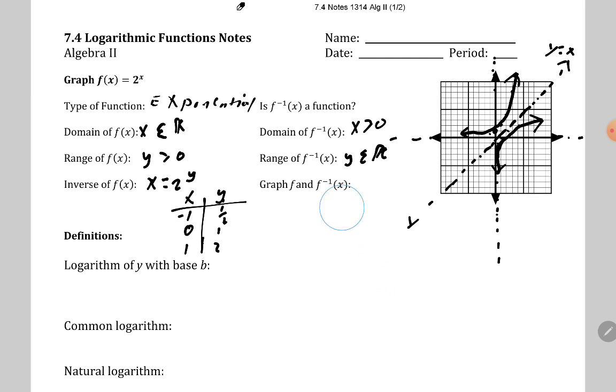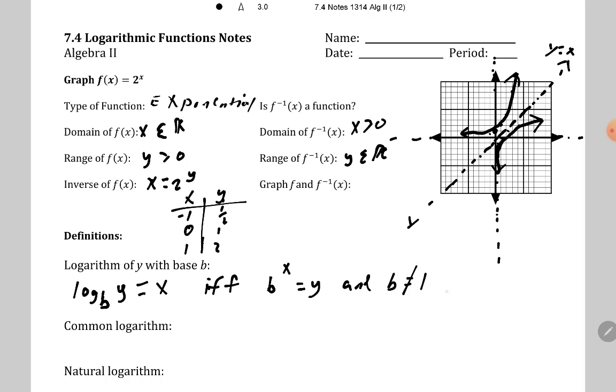Alright, so this is where logarithms came from. It's just the inverse of our exponential. So logarithm of y with base b is log base b of y equals x, if and only if b to the x equals y and b is not equal to 1. y must be positive, b must be positive.